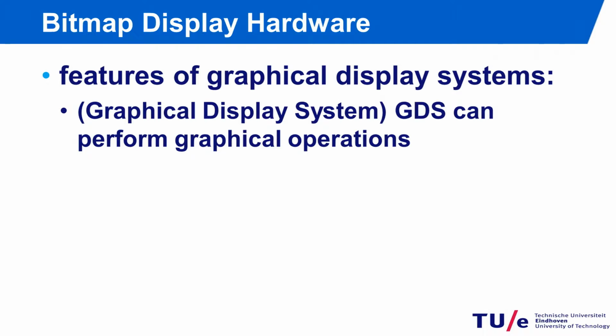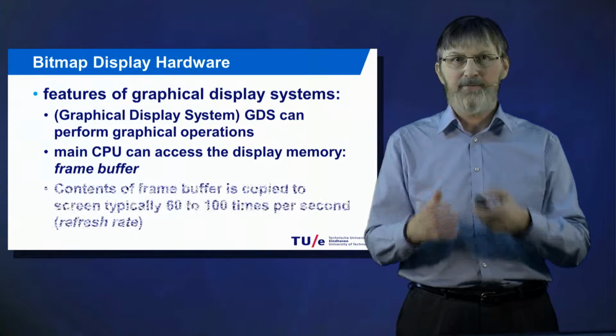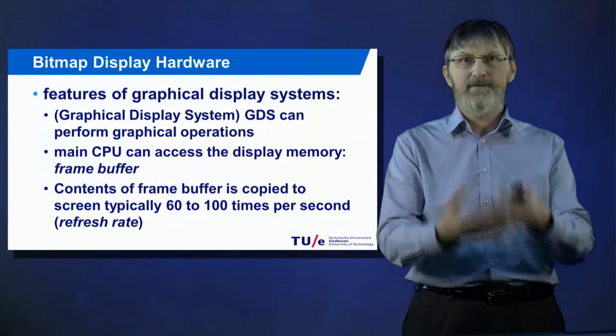So you can ask this system, for instance, to draw a letter, and it will compute which pixels need to be colored to generate the shape of the letter. But we can also ask the main CPU, the compute part of our computer, to decide which pixels should be colored to generate a letter, and it can also access the display memory. So that memory, which can be accessed from two ways, is called the frame buffer. Now that frame buffer is then copied to the screen.